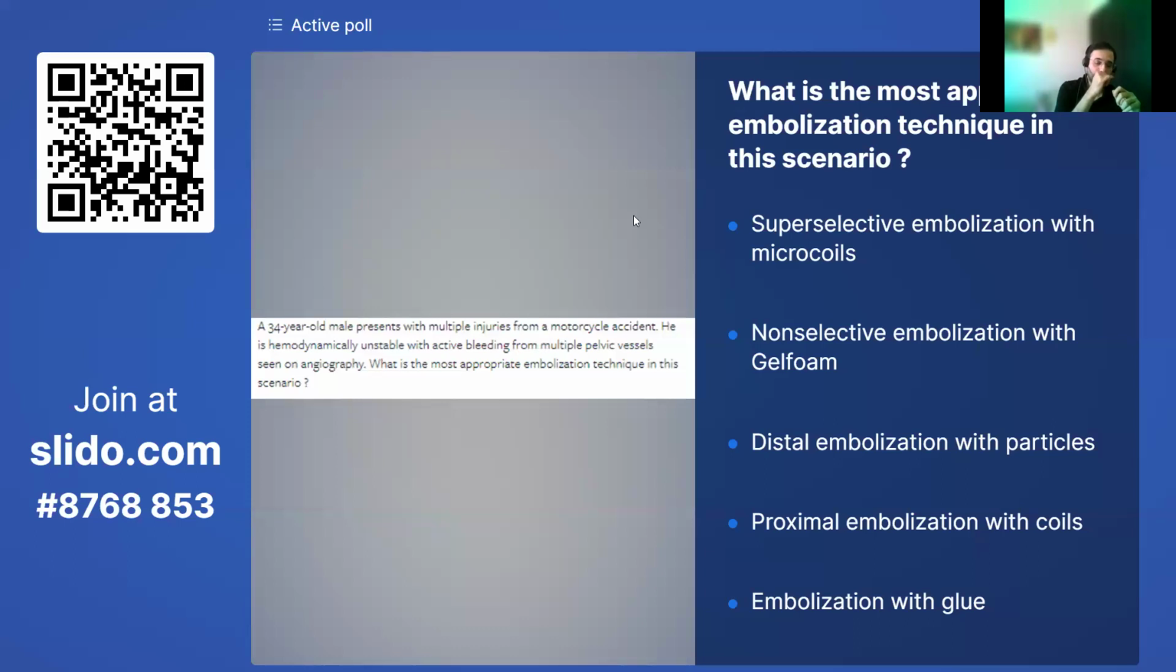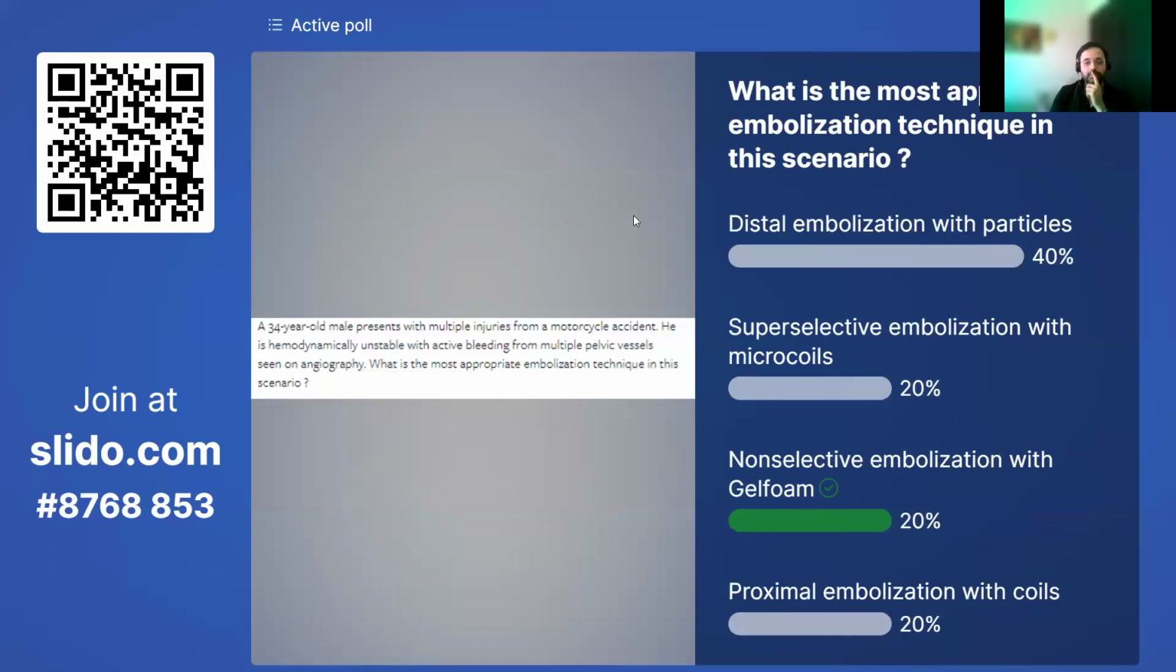Great. Okay. So that is actually the right answer. Now in this particular case, you have a hemodynamically unstable patient. Multiple bleeders are seen on angiogram. Now, what do you do in such a case? The most important thing to do in such patients is to not look at where the bleeding is coming from, but to stop the bleeding first. The most important thing is to just stop that bleeding from happening.